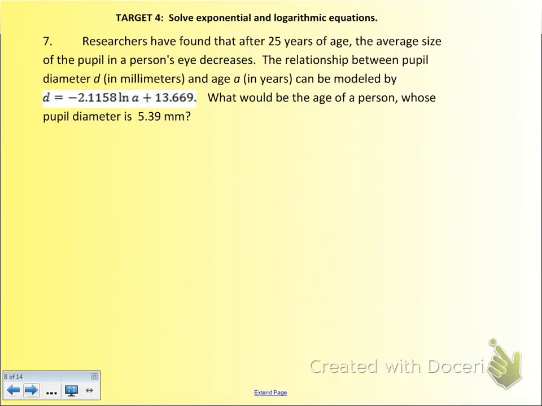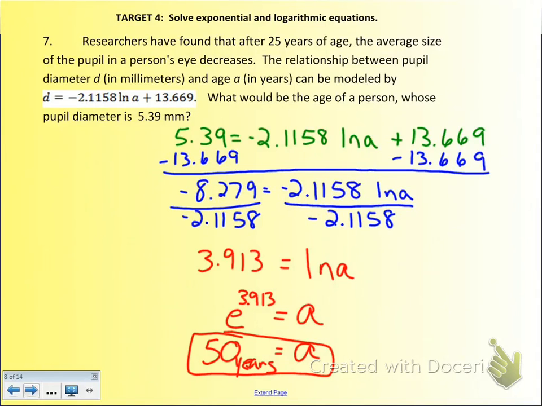Okay, very similar one. Give this one a try and come back for the explanation. Okay, our original equation is here in green with the 5.39 pupil diameter substituted in. We're going to solve that equation. We're going to subtract 13.669 from both sides. Then we're going to divide by negative 2.1158. So we end up with 3.913 equals the natural log of a.